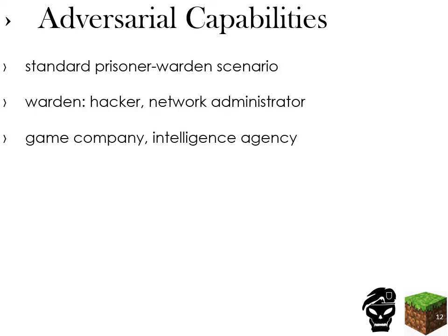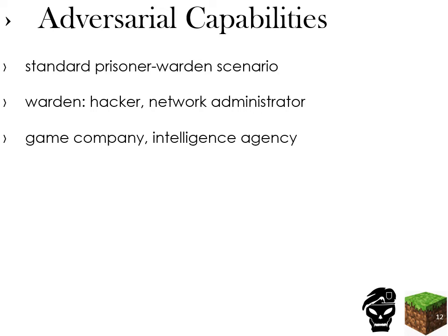A quick word on adversarial capabilities here. So we're nearing the end. What we have here is the standard prisoner-warden scenario. That's the threat model that we have, where Alice could be in prison who wants to communicate with Bob on the outside. And Eve, in our case, is the warden who is inspecting all messages that go from Alice to Bob.